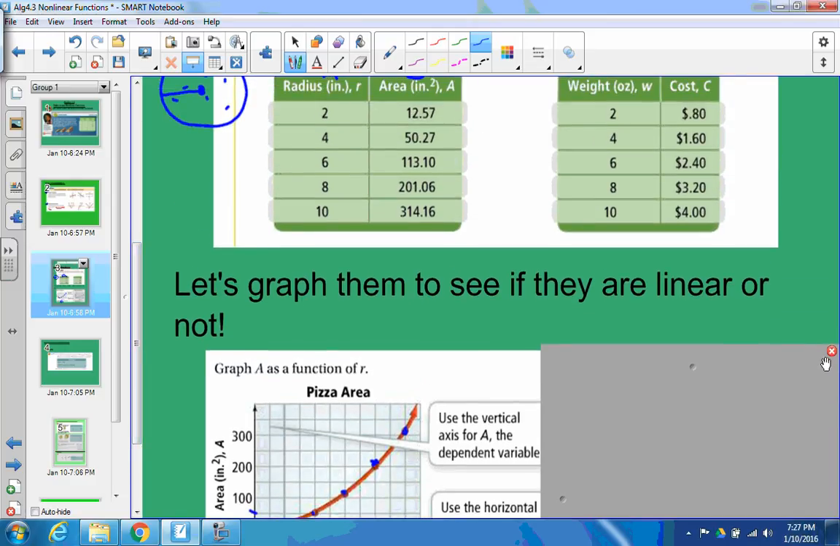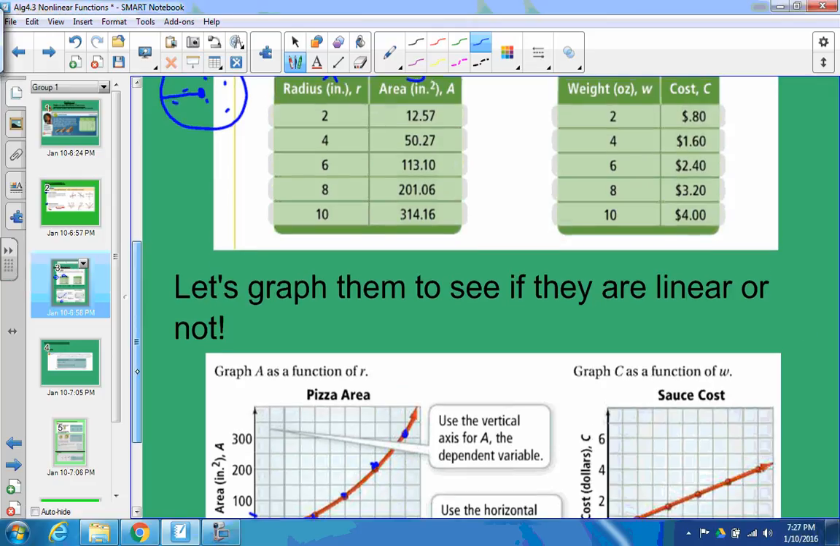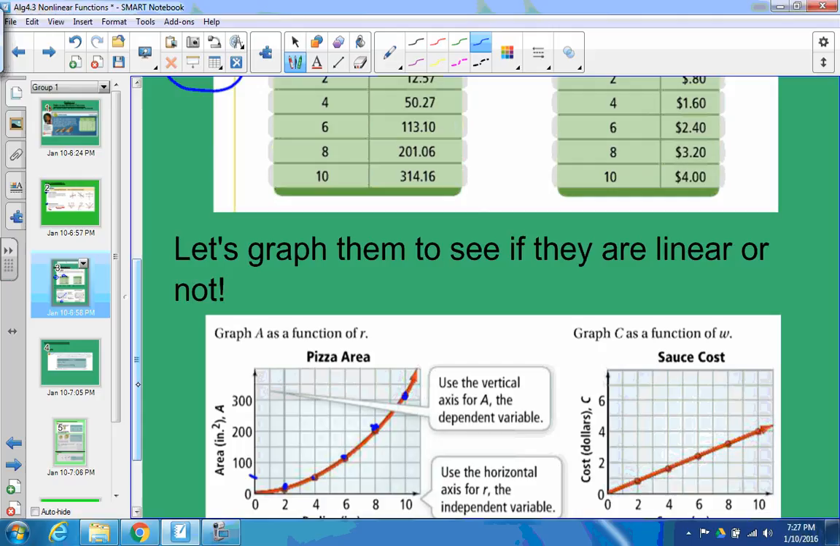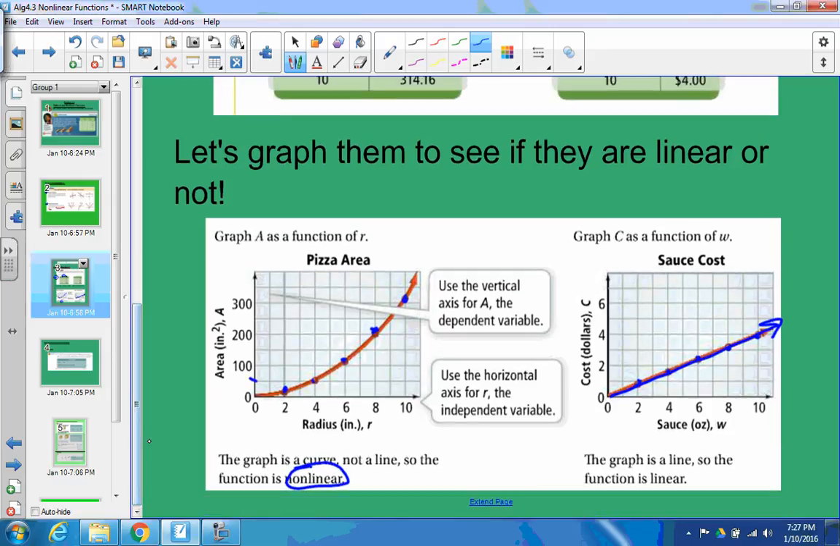We have 2 and 80 cents. So 2 ounces of sauce would be 80 cents. This one is just going up by ones the whole time because we're dealing with small numbers. For 2, it's going to be 80 cents. For 4, it says it's $1.60, so it doubled. For 6, 2.40, so it has another 80 cents. For 8, 3.20. Now, when you graph it and you connect the dots, you see that this is a line, which means that this would be a linear function.